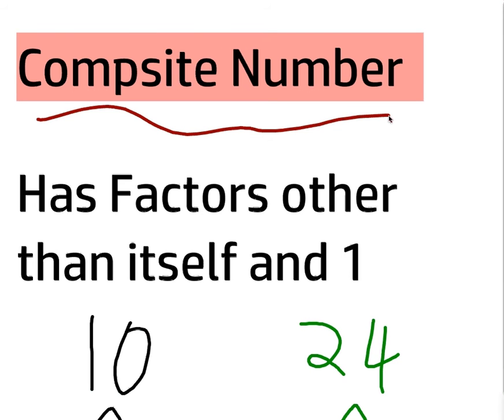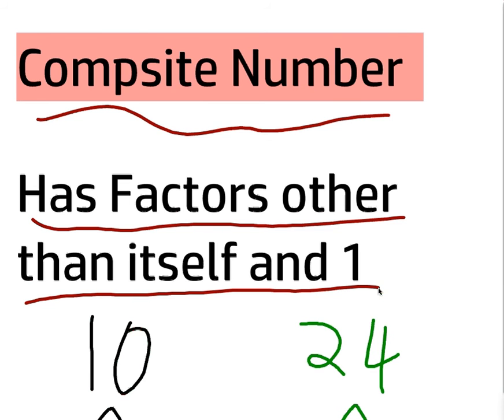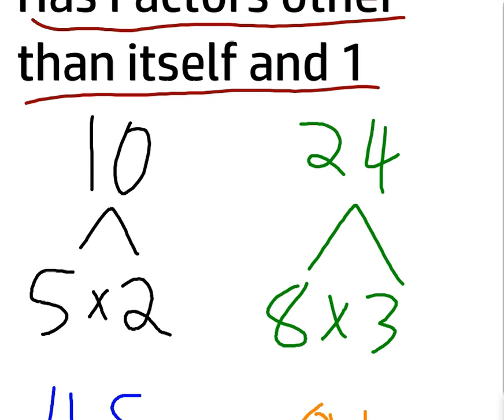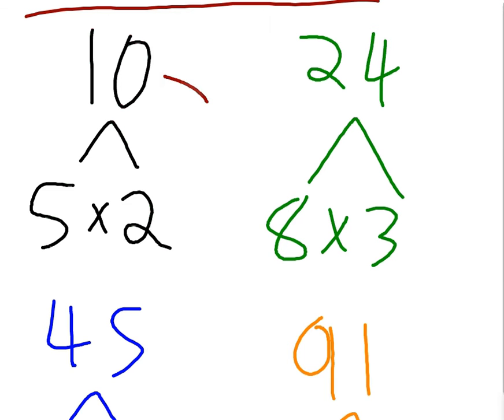Any number that's not a prime must be composite, so it has factors other than itself and 1. Other than itself and 1. So 10 times 1 is itself, but so is 5 times 2. As long as it has other factors other than itself and 1, it's composite.